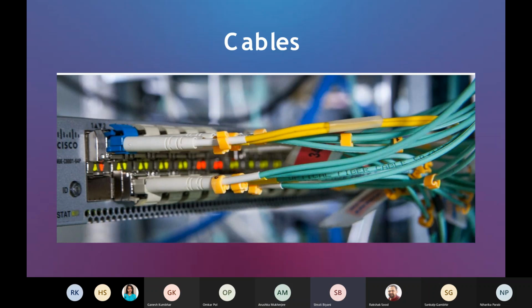Cat6 is a standardized twisted pair cable for Ethernet that is backward compatible with Cat5 and Cat3 cable standards. Like Cat5, Cat6 cables support gigabit Ethernet segments up to 100 meters, but they also allow for use in 10 gigabit networks over limited distances. Next slide.